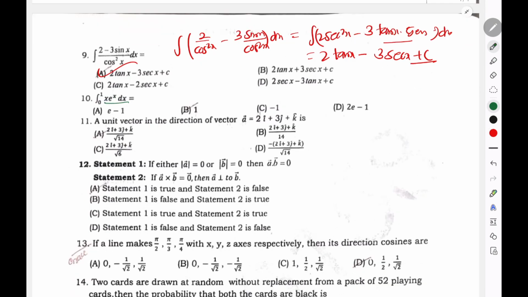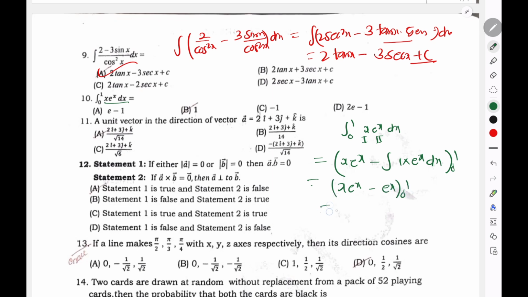Next, 10th. What is the value of the integral from 0 to 1 of x e power x dx? Okay, so according to integration by parts, first function as it is, integration of second, e power x, minus derivative of first, which is 1, times integration of e power x, which is e power x, dx, with limits 0 to 1. So x e power x minus e power x, limits 0 to 1. When you put x value 1, upper limit is e minus e, which is 0, and lower limit is 0 minus e power 0. So the answer will be plus 1. B option is correct.